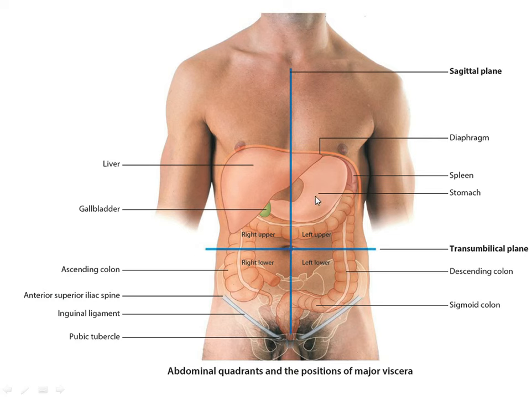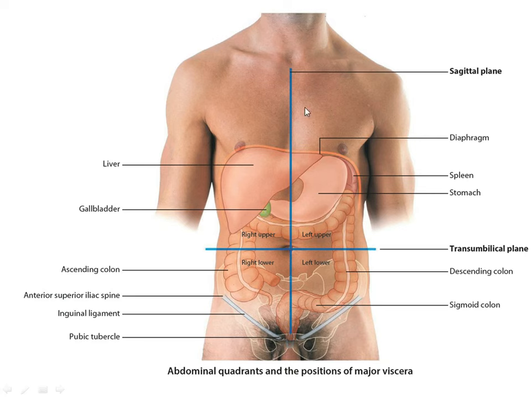With the help of this, we can divide the abdominal region into four different quadrants, the two upper ones and the two lower quadrants. In the upper quadrants, we have the liver. This is the right lobe of the liver, and the left lobe of the liver is present in the left upper quadrant. And we see the gallbladder present in the right upper quadrant. This is the gallbladder present on the inferior surface of the liver.